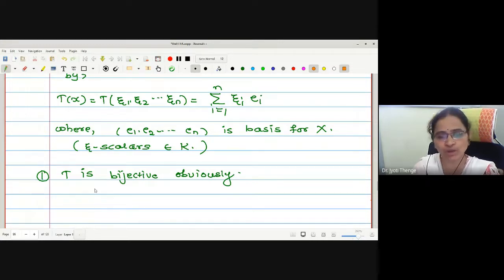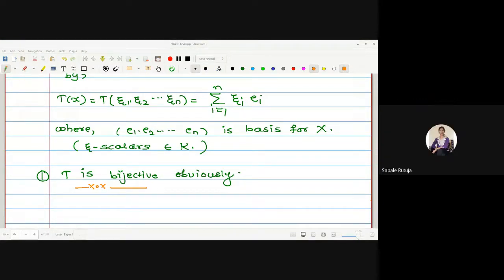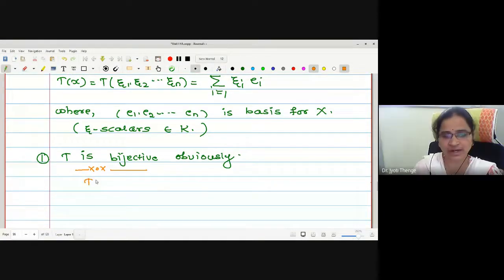If I want to show one-one, what should I assume? T of x1 equal to T of x2 implies x1 equal to x2. Time being, let me write x, y. T of x equal to T of y. What does the definition say? This is summation zeta i, e i for the x, and here let me use some lambda i's, e i's. Is that okay?